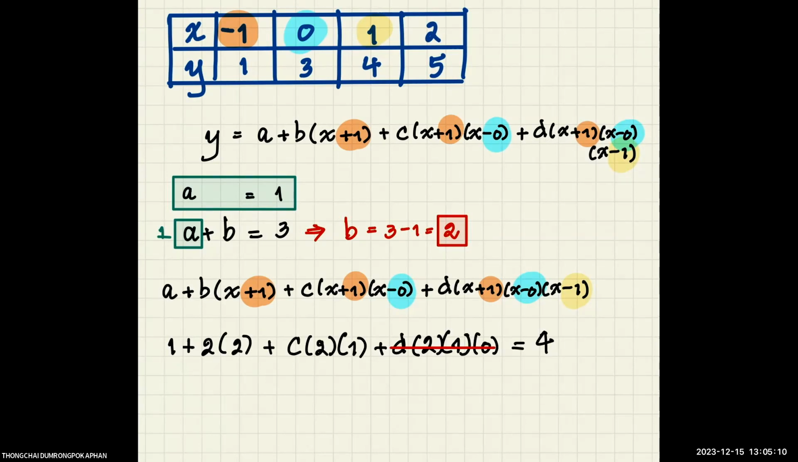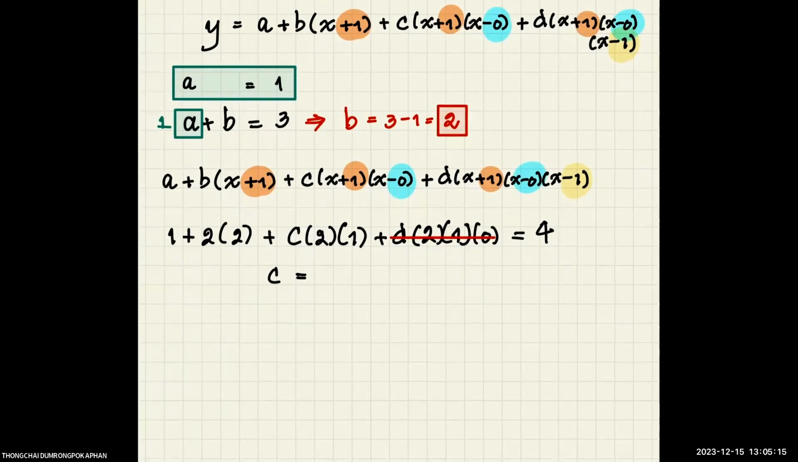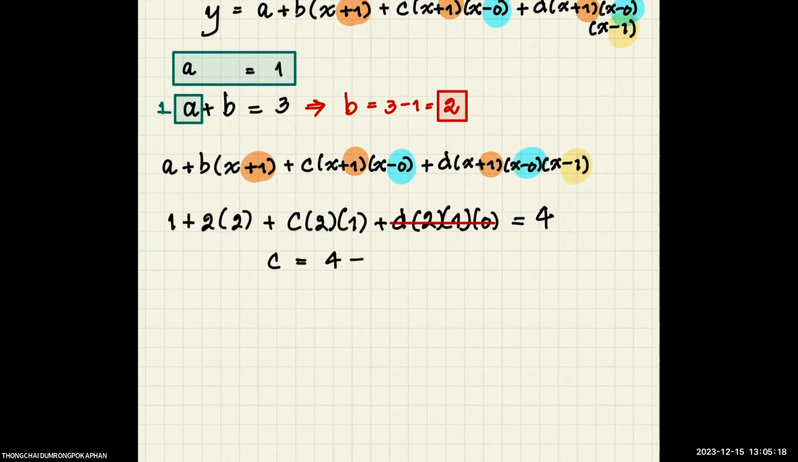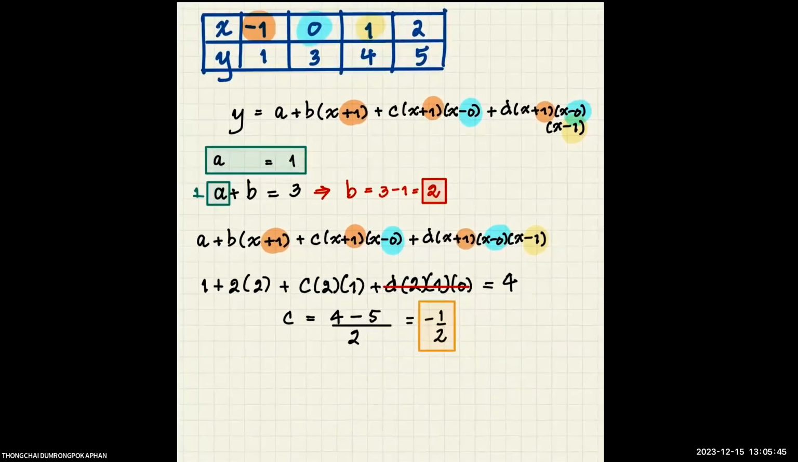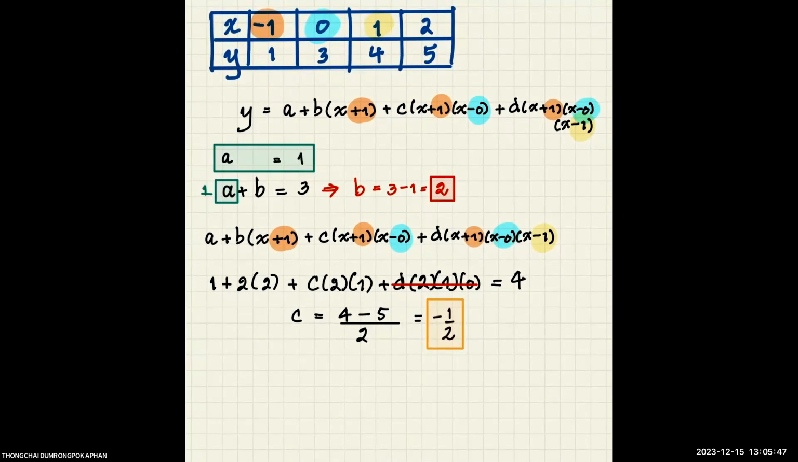So you can get C. C is 4 minus 5 divided by 2, which is minus 1 over 2. Okay, so you get A, B, and C, and then you can find D. D is the last point, when x is replaced by number 2.